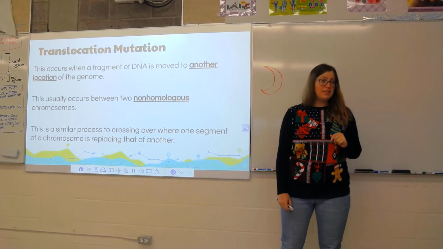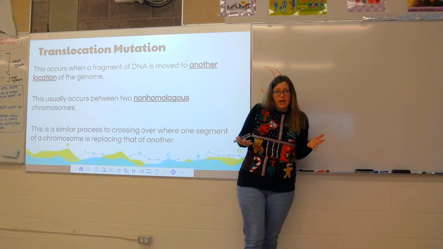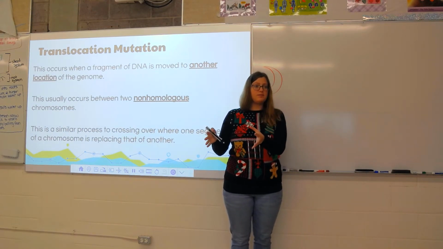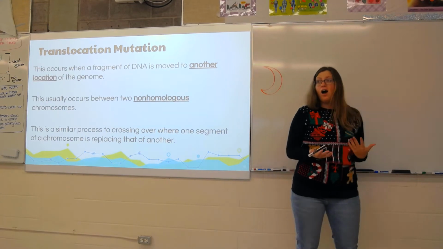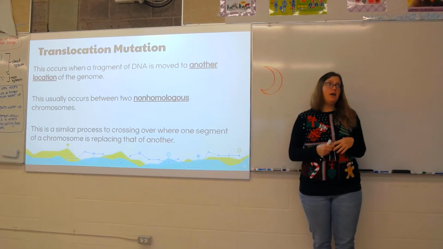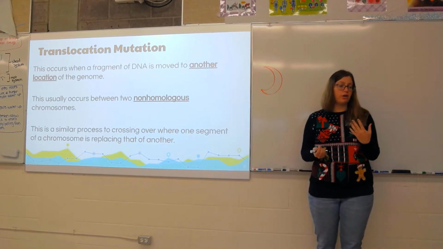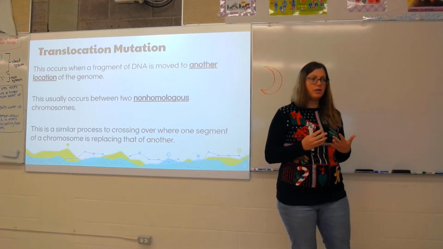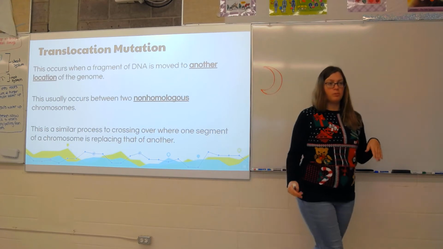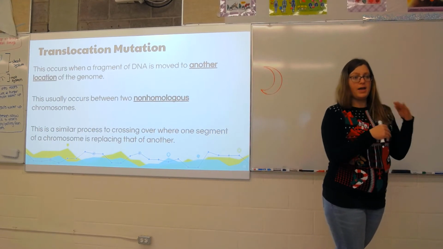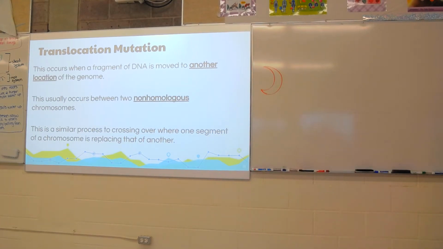Translocation mutations, this is similar to like a transformation kind of experiment where you can take a piece of DNA and insert it into something else. It's the same kind of thing. A lot of times these happen where we have crossing over occurring, but between non-homologous chromosomes instead. So you'll have like chromosome 5 and chromosome 10 coming together and doing some crossing over business, which we don't want to have happen.